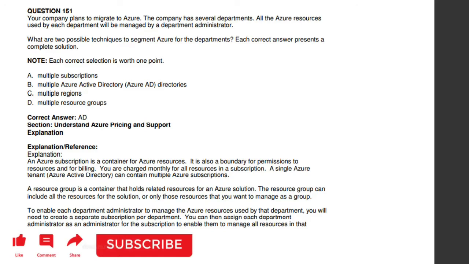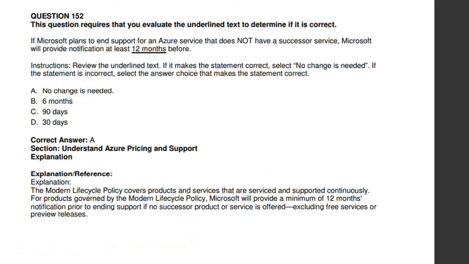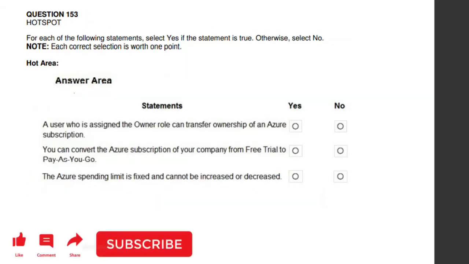Okay, moving to the 152nd question. If Microsoft plans to end support for an Azure service that does not have a successor service, Microsoft will provide notification at least 12 months before. So the question is whether the statement is correct or not, or you have to select the option from the ones given below. So the answer over here is 12 months. The answer is correct.